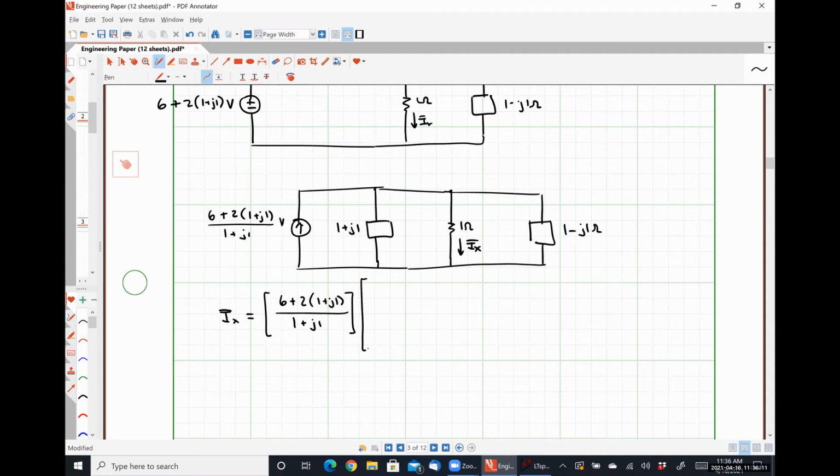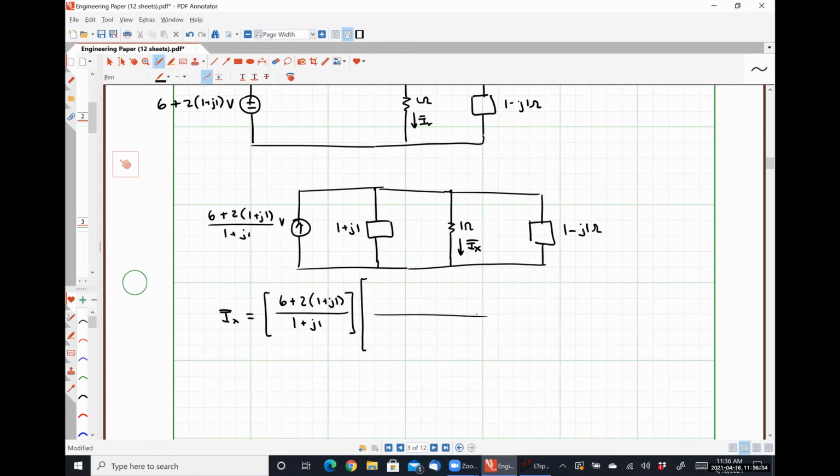And then we have a current division relationship. Anybody remember what that is? Now pay attention here because we have three parallel branches. That tells us that we have to use a specific form of the current division relationship, which you guys may or may not have been taught, because I don't know what Davis does or what Lewis did.